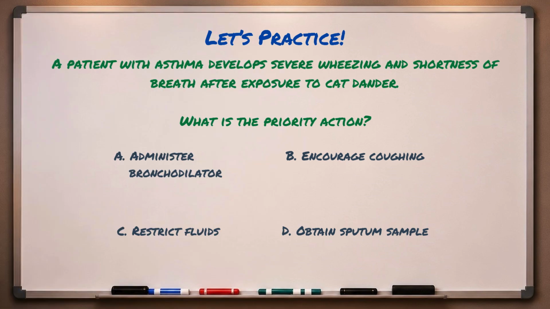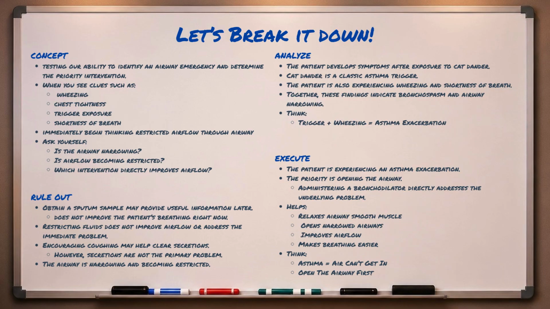Let's work through one more question. A patient with asthma develops severe wheezing and shortness of breath after exposure to cat dander. What is the priority action? Is it A, administer a bronchodilator, B, encourage coughing, C, restrict fluids, or D, obtain a sputum sample?